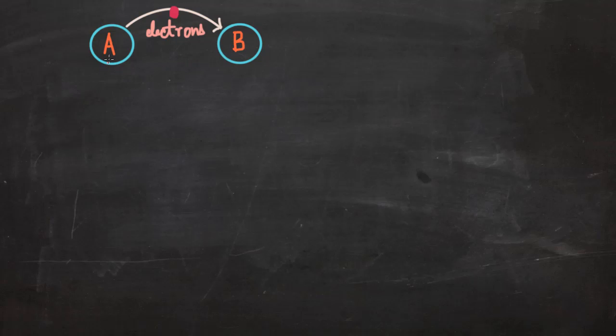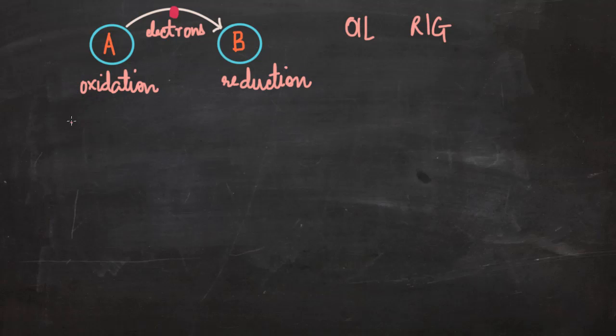Now if atom A is losing an electron, we know OIL RIG, or oxidation is loss of electron. Here atom A is losing an electron, so atom A is undergoing oxidation, whereas atom B is gaining an electron and reduction is gain. So atom B is undergoing reduction. Or we can say that atom A is oxidized and atom B is reduced.